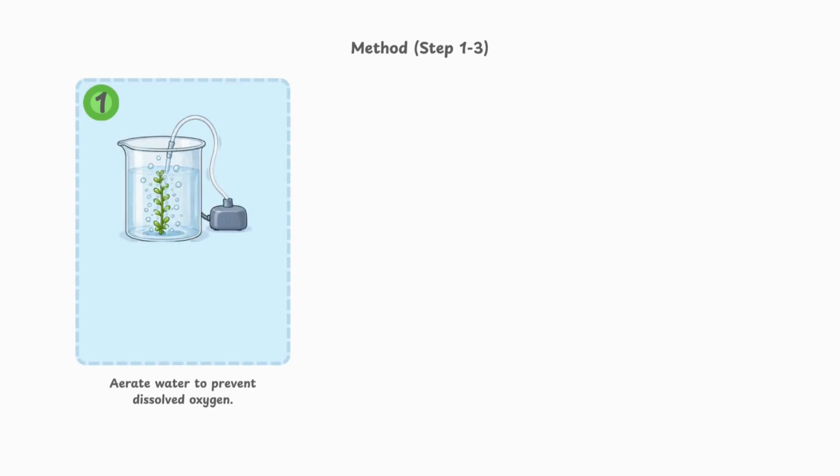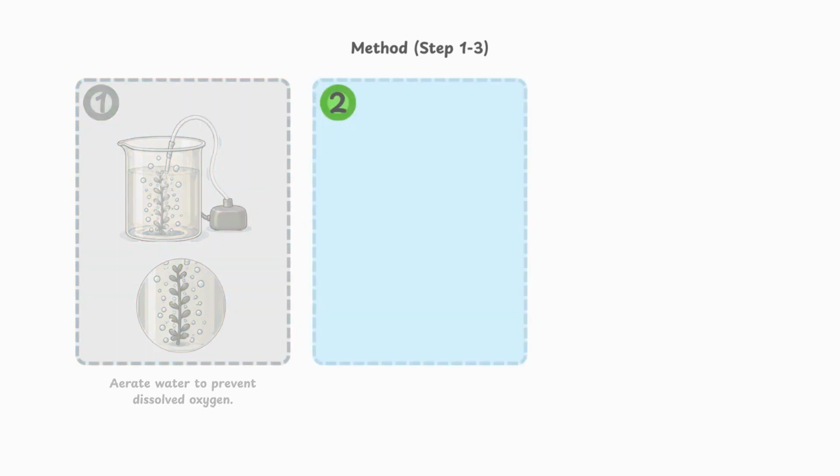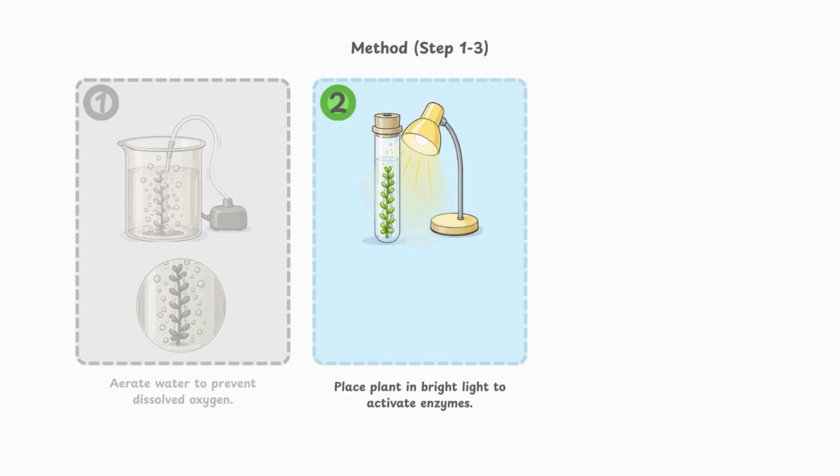Here is the step-by-step process. Step 1. Aerate the water by bubbling air through it. This helps saturate the water with oxygen, so less of the oxygen produced during photosynthesis dissolves in the water. This makes the oxygen measurement more accurate. Step 2. Place the pondweed in bright light before starting the experiment. This allows the photosynthetic enzymes to become active.